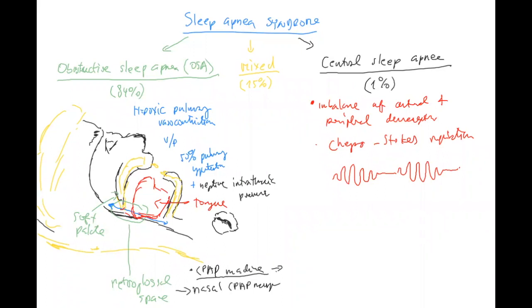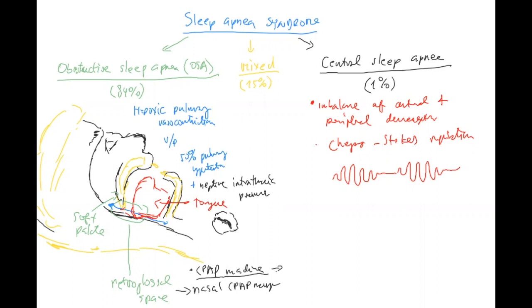The problem is in the control centers. There's no obstruction if we talk about the pure central sleep apnea, but we got the mixed ones as well. Okay, but this is also very serious, but unfortunately it's not so easy to treat because the problem is elsewhere. It's not the obstruction.